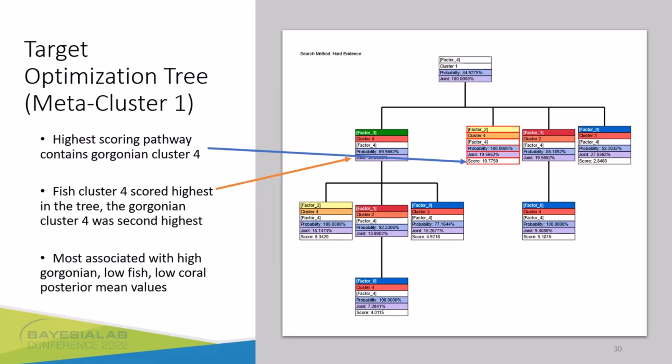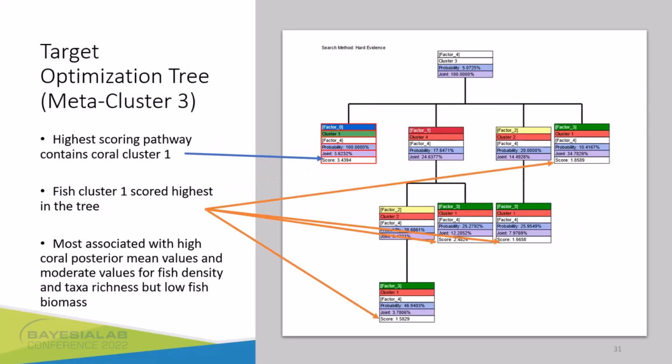And fish cluster 4 scored the highest within this tree, so it had the most influence within this tree. And the gorgonian cluster 4 that we saw in that high scoring pathway was the second highest. So this meta cluster 1 is most associated with high gorgonian, low fish, and low coral posterior mean values.